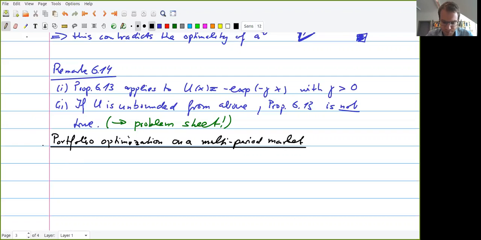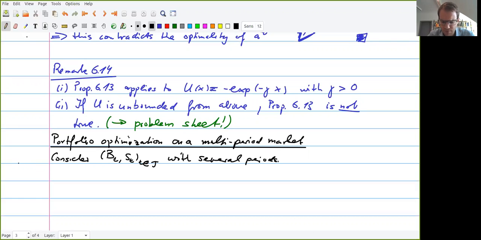So what do we mean? What do we consider? We consider a general market, so the general time index set is T as usual. And the point is, of course, that we have more than one trading period.